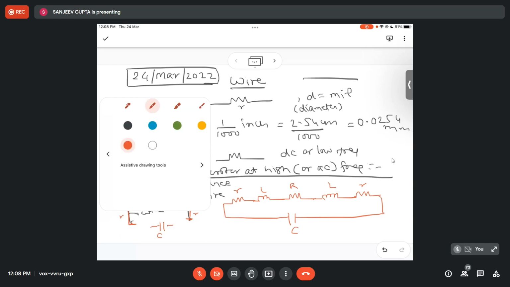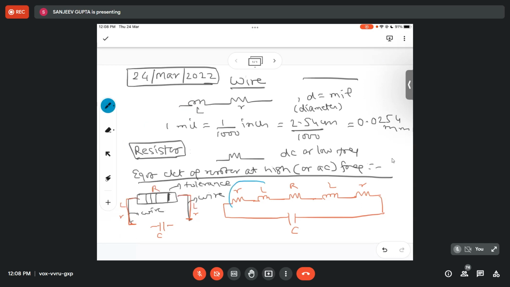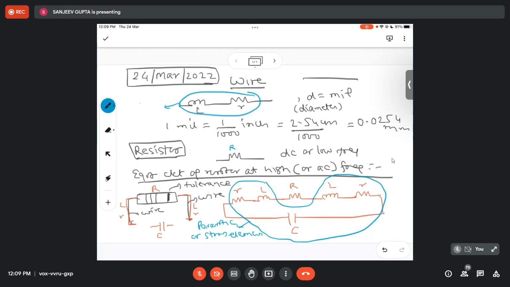Now here, ideally the resistor should be just this, because this is my nominal value of the resistor. So these other elements become my parasitic or stray elements, as we have discussed last time. Like for my wire, L and R are the stray elements. So in this case, these become my stray elements or parasitic elements.